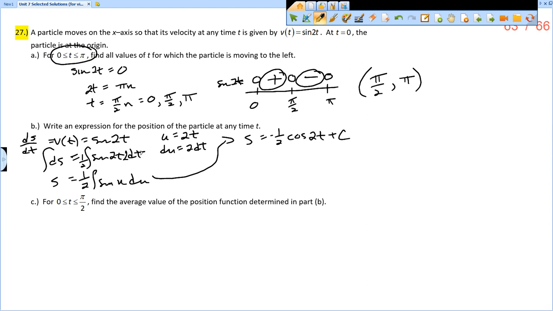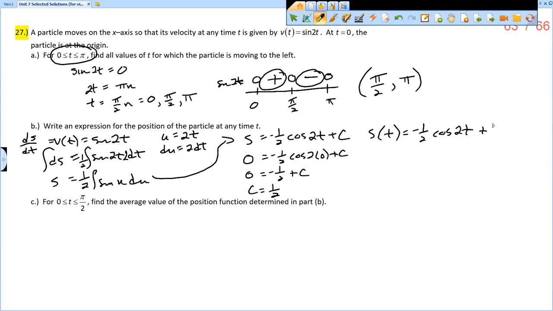All right. Now, we are told that at t equals 0, the position of the particle is at the origin. So that means that s is 0 when t is 0. So negative 1 half cosine of 2 times 0 plus c. And so 0 equals, cosine of 0 is 1, so I get negative 1 half plus c. So c is equal to positive 1 half. So that means that the position of the particle is s of t equals negative 1 half cosine of 2t plus 1 half. All right, so that is the answer for B.